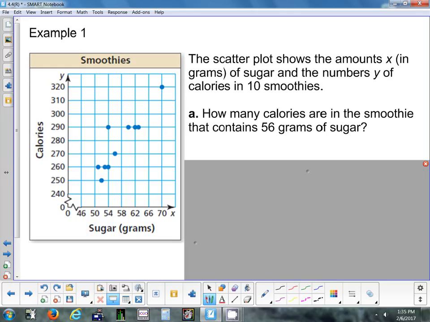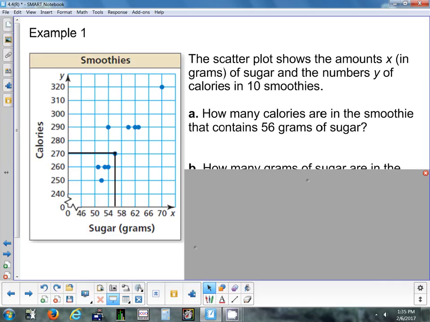Right? Yeah, Ashley? 270. Yeah, how did you figure that out? I found 56 is between 54 and 58, and it's leaving the dot right there, so I just went over and got 270. Yeah, so what you can do is you can basically draw a line, okay, right up there. That's 56. And then from that point, just kind of trace over to the side. Okay, so you can just kind of go like that. And that shows you it's 270 calories. Okay, so on your guided notes under part A, put 270 calories.